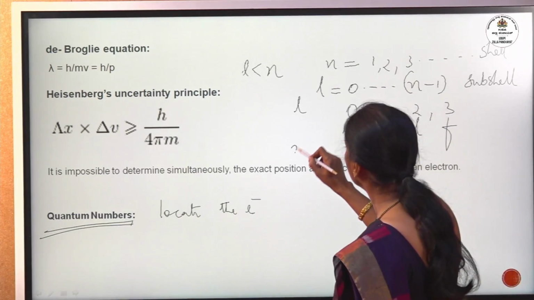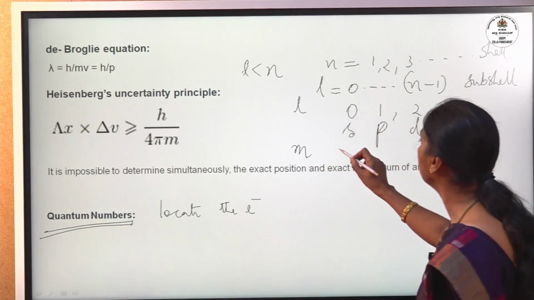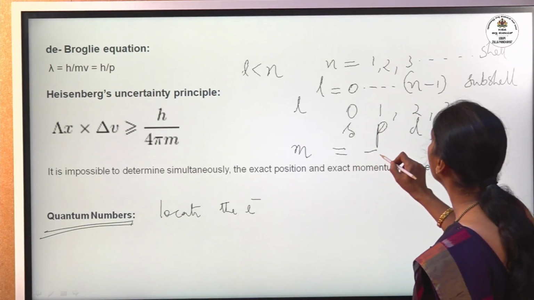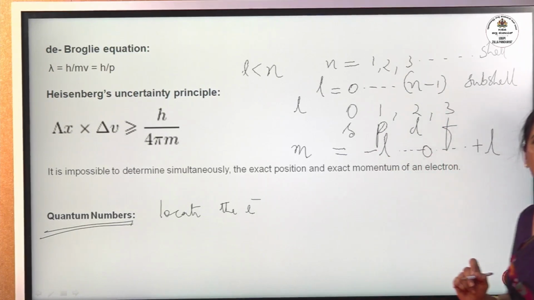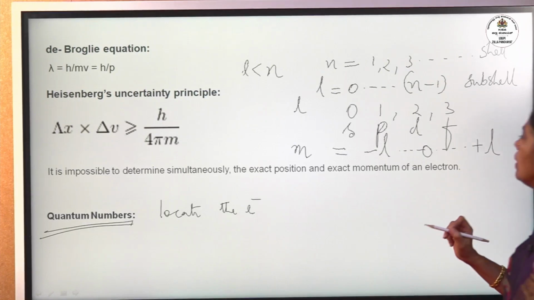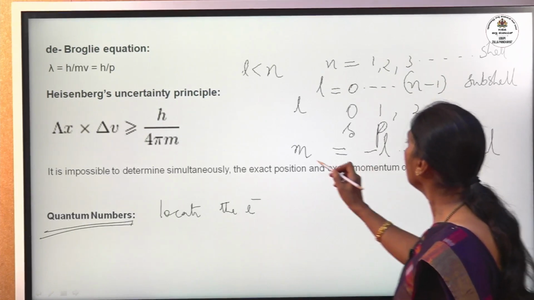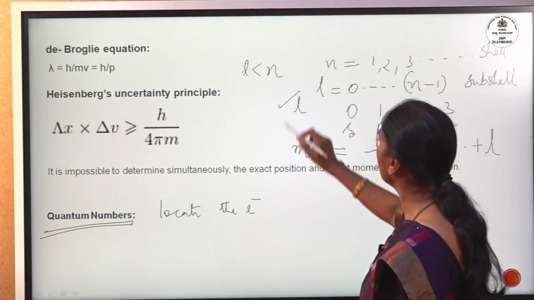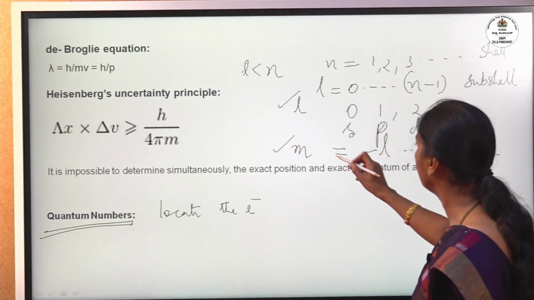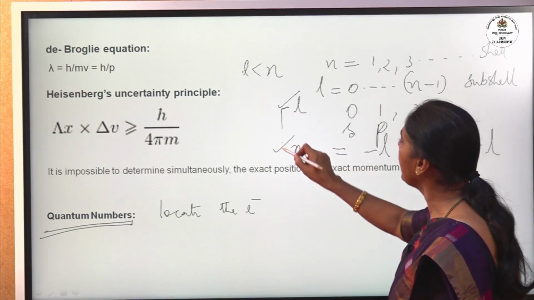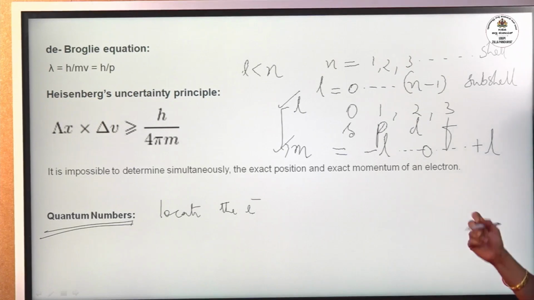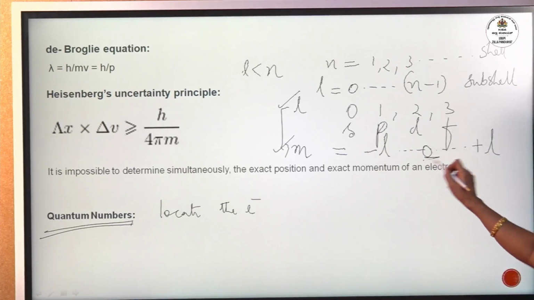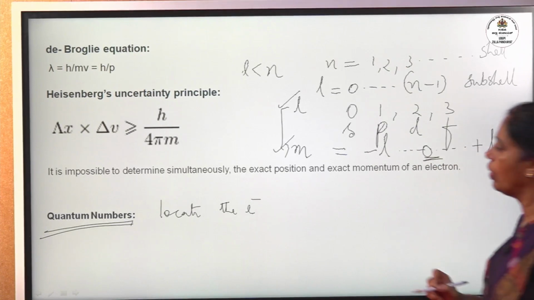Now, one more quantum number, the magnetic quantum number, can have values from minus l, through 0, to plus l. This is the value of the magnetic quantum number. If we know n, we can calculate l. If l is known, m can be calculated. And m is equal to plus or minus l, or it can have 0 value also.